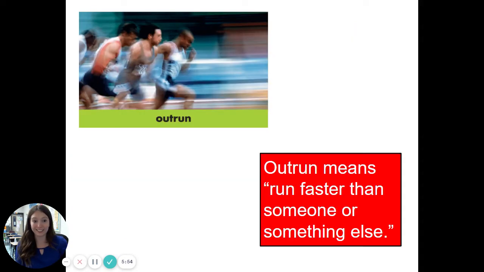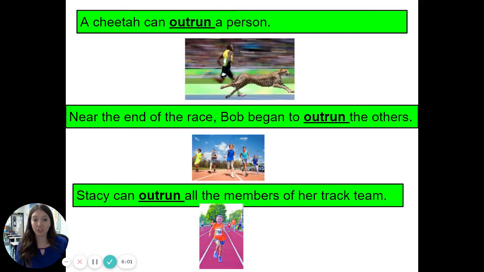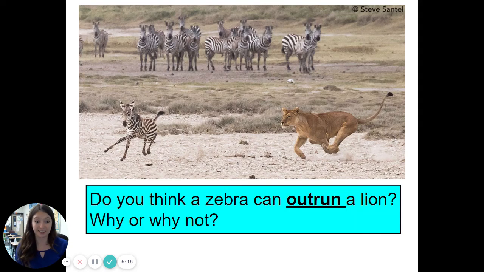O-U-T-R-U-N. Outrun. Outrun means to run faster than someone or something else. So a cheetah can outrun a person. That means it can run faster than a person. Near the end of the race, Bob began to outrun the others, so they were running faster than the others. Stacy can outrun all the members of her track team. Wow, Stacy must be really fast.